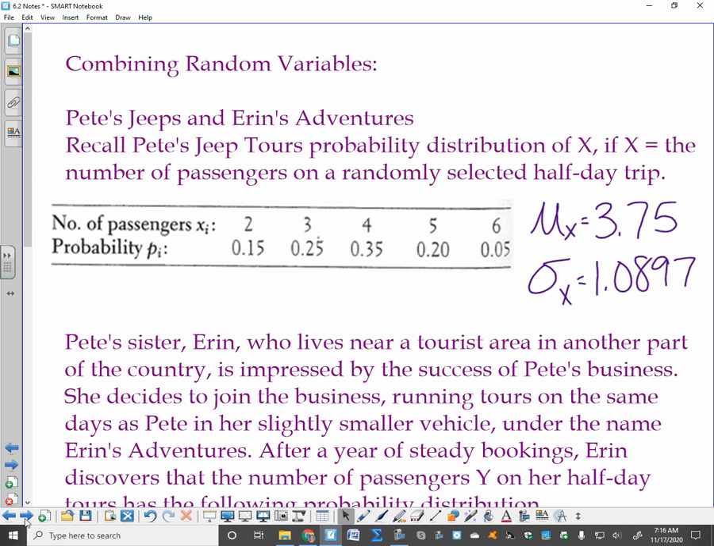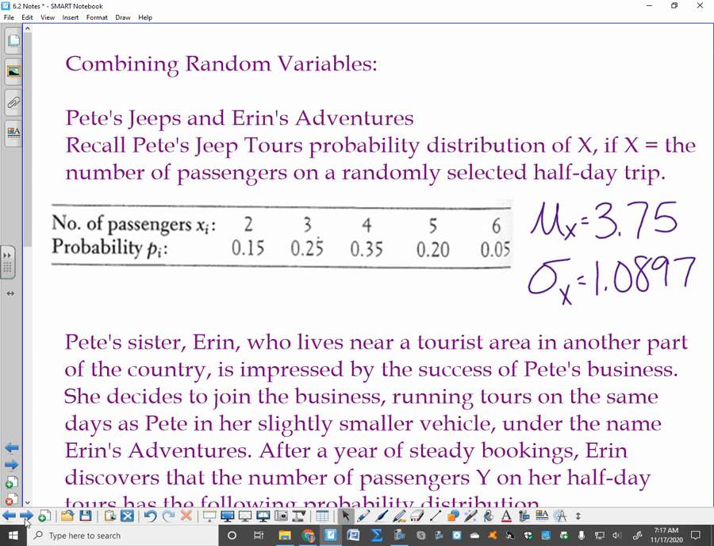So apparently Pete has a sister. So here we go. Pete's Jeeps and Aaron's Adventures. Recall Pete's Jeep tour probability distribution of X. And remember that X is the number of passengers. So there was that original probability model and mu sub X and sigma sub X. So again, that's back to number of passengers. So we've taken off the profit, we've taken off the amount of money he's bringing in, and we took off the cost. Okay, so this is just back to bare bones.